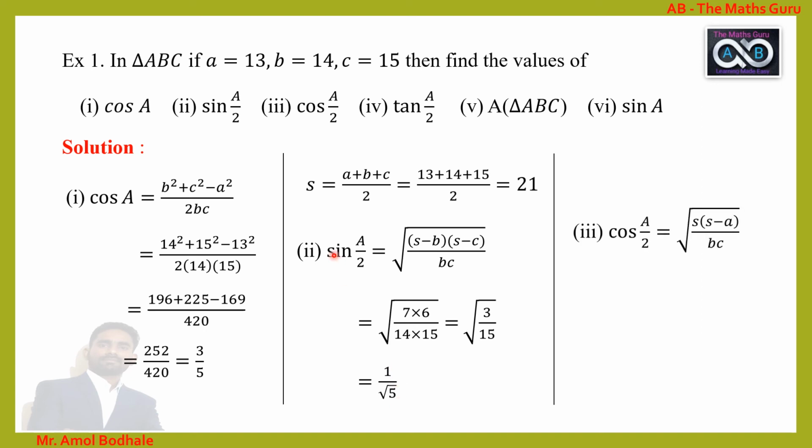The next one, cos of A by 2. Again we can use a half angle formula. Cos of A by 2 equal to square root of s into (s minus a) upon b into c. So s is 21, and s minus a is 21 minus 13, so we get 8. So 21 into 8 upon b is 14 and c is 15. By simplifying this, we will get 12 upon 15. So that is square root of 4 upon 5, that is 2 upon root 5.